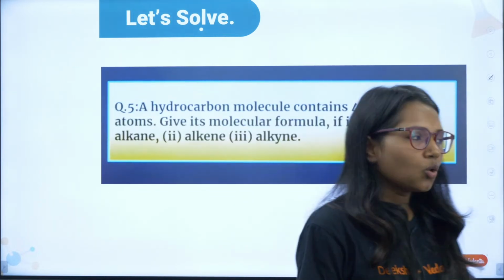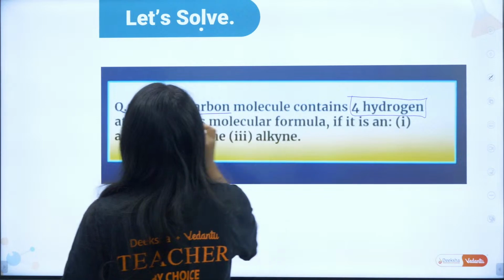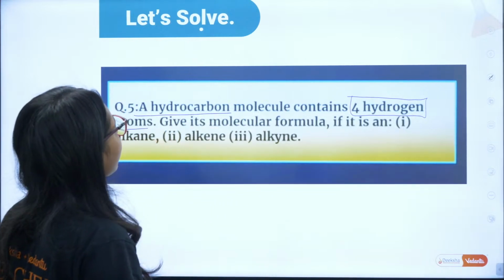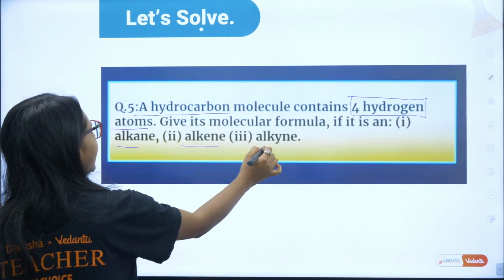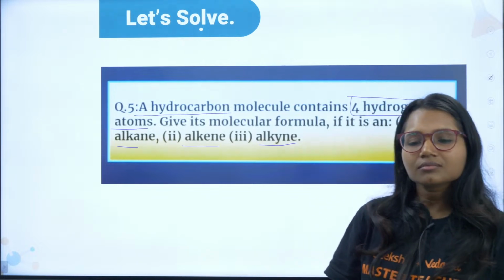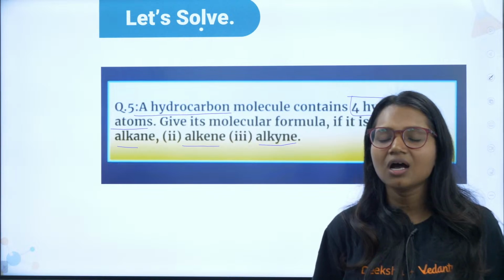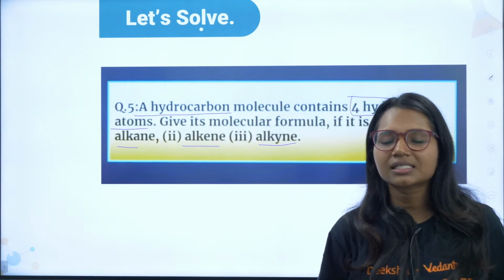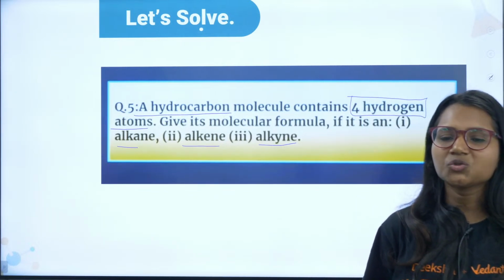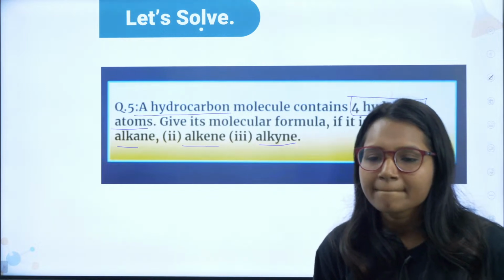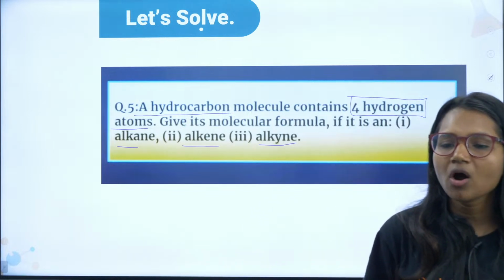Okay? Fine? Chalo. A hydrocarbon molecule contains 4 hydrogen atoms. Give its molecular formula if it is alkane, if it is alkene, if it is alkyne. Read this question. Purvi, Sumukt, Rachita, good job guys. What about others? Have you understood? Chalo. Now read this question. Varalakshmi, very good. What about HCl? You want for HCl. Darshil, you want for HCl.